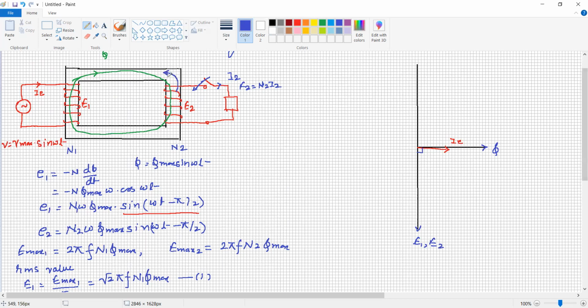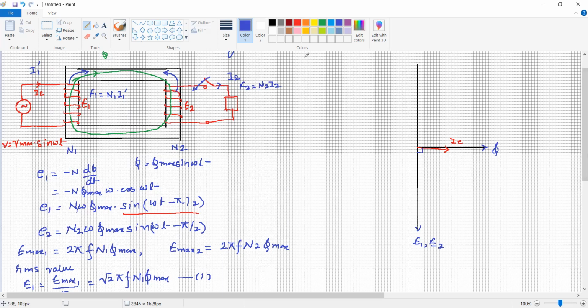Now, to maintain the constant flux, and the voltage is constant, it draws more current from the supply. Say now the current I1 dash. This I1 dash produces the MMF F1, which is equal to N1 into I1 dash. Under such condition, there is again an increase in magnetic flux, but these two fluxes are opposite to each other, and the remaining flux is the flux created by the no load condition.